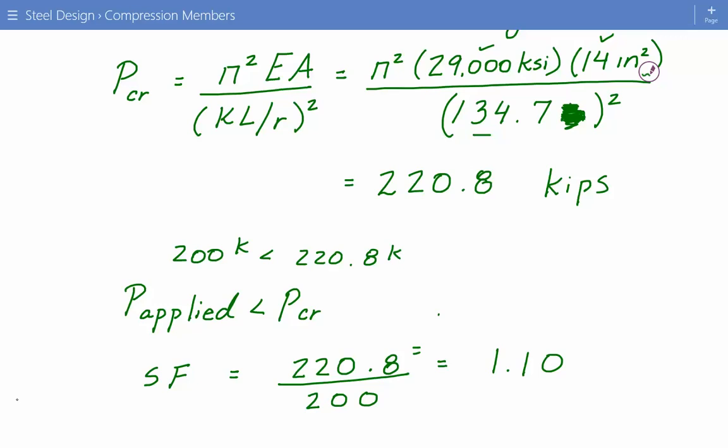So this is equal to P_cr divided by P applied. So 220.8 kips divided by 200 kips, that gives us 1.1, which is our safety factor.